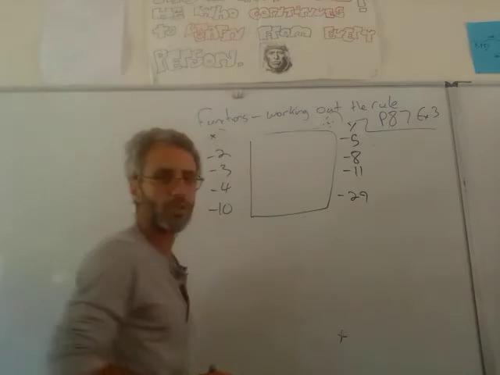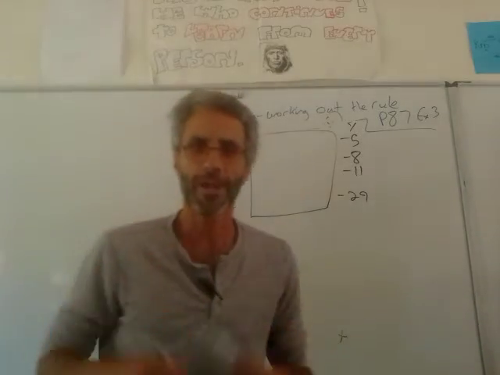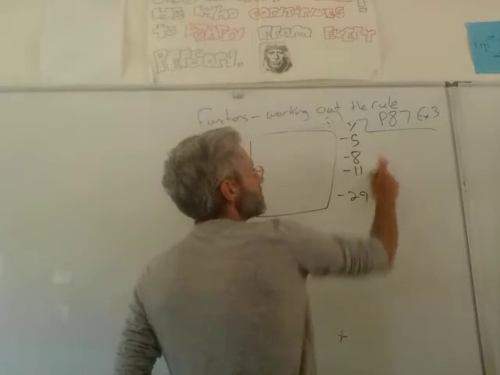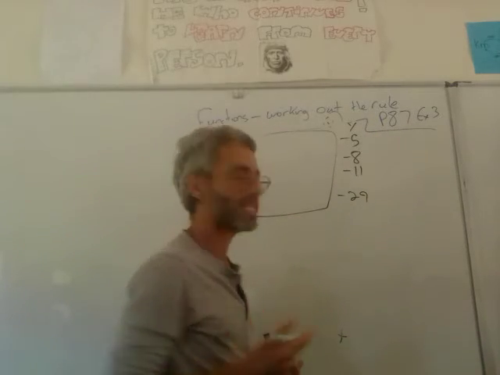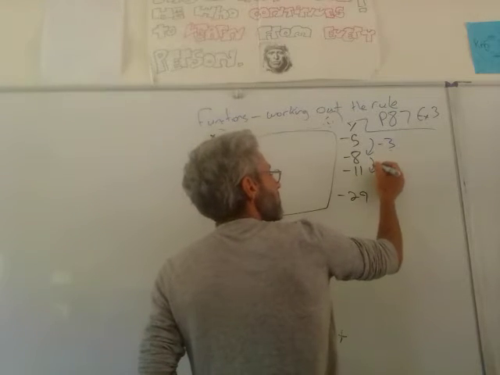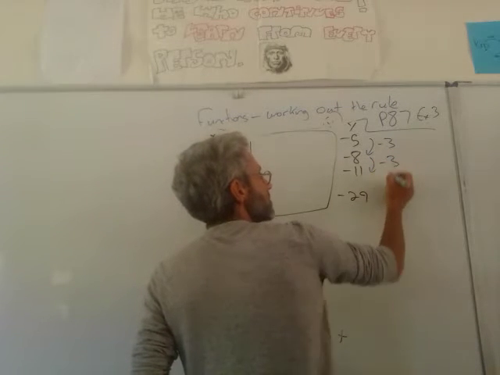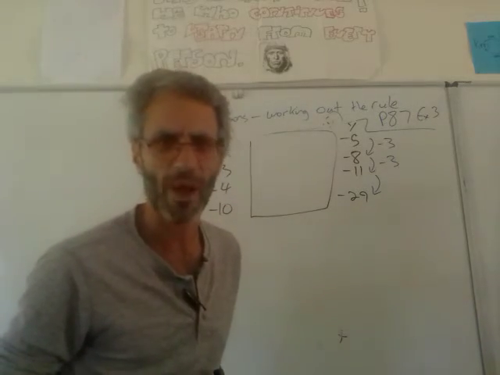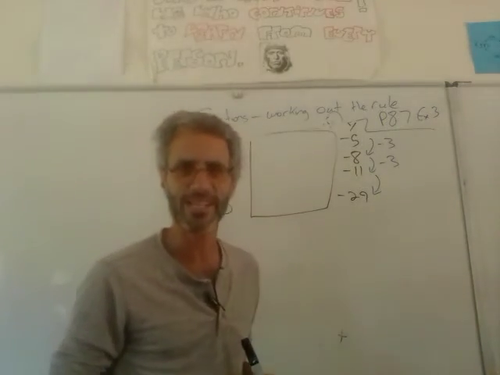Okay, so where do we start? Correct, I start with the output. So, from minus 5 to minus 8, this time I actually have to take away a number. It will be minus 3. Here again, minus 8 to minus 11, minus 3. From minus 1 to minus 29, that's not minus 3. It's like minus 18 or something.